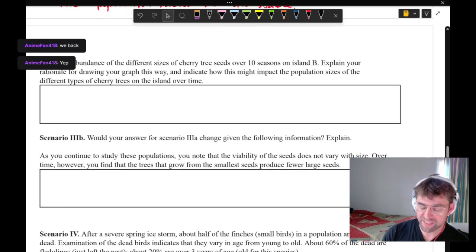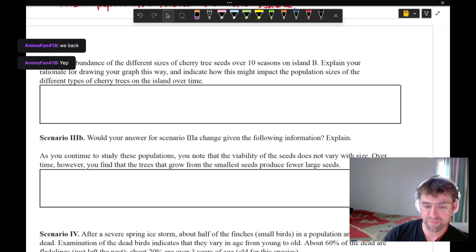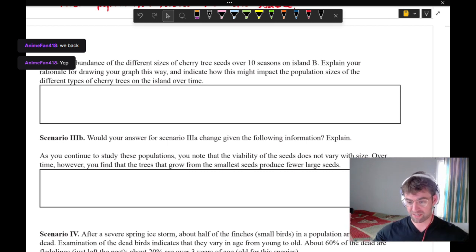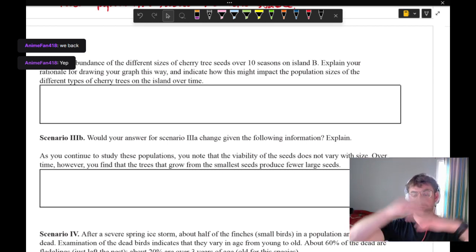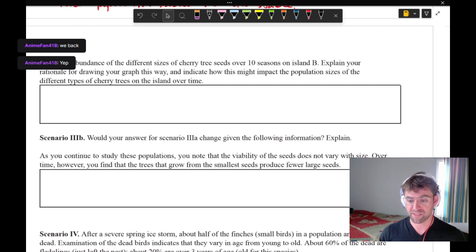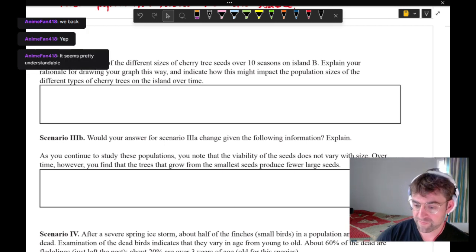Is that difference clear to folks? Like if seed size is influenced by something other than genetics, if a small seed and a large seed both produce trees with an even number of large and small seeds, it doesn't matter that only the large seeds are being eaten, because the small seeds are still going to produce offspring genetically identical to the others, right? Cool. All right.